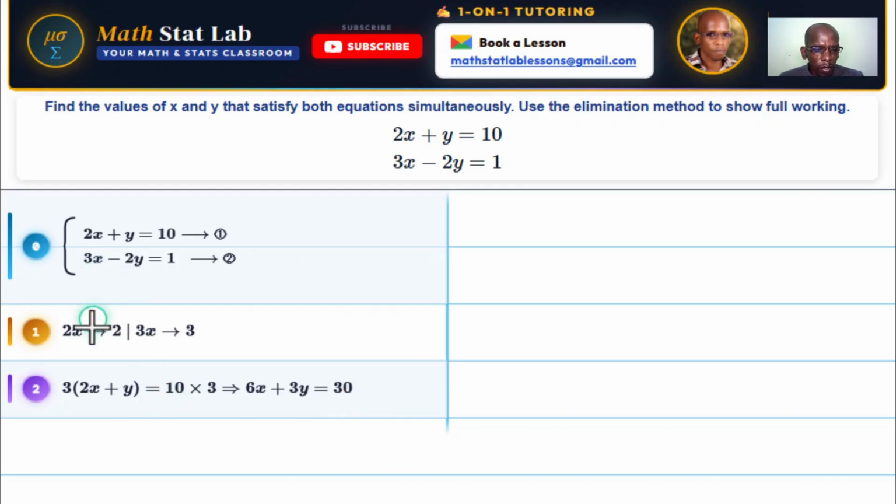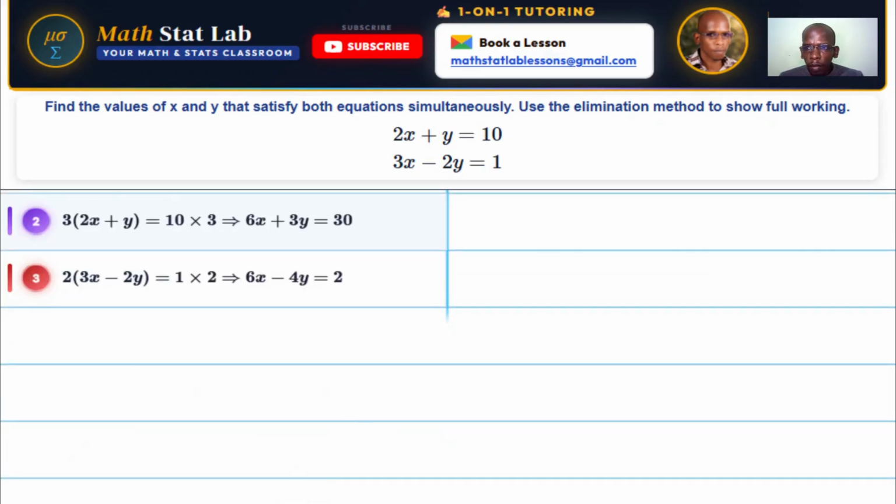Then, in the second equation, I need to take the coefficient of x in the first equation and multiply everything in the second equation with it. So it becomes 2 into 3x minus 2y, which is, of course, the second equation, is equals to 1 multiplied by 2, still our coefficient of x in the first equation. So now it becomes 2 multiplied by 3x, which is 6x, minus 2 multiplied by negative 2y. Now it becomes a negative 4y. Then is equals to 1 multiplied by 2, which is 2.